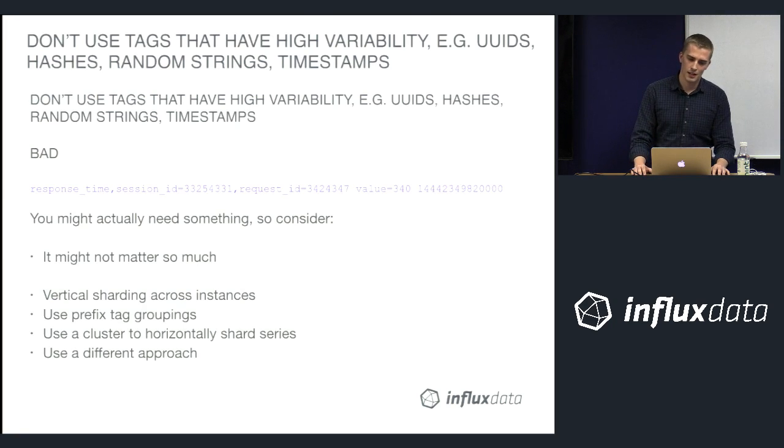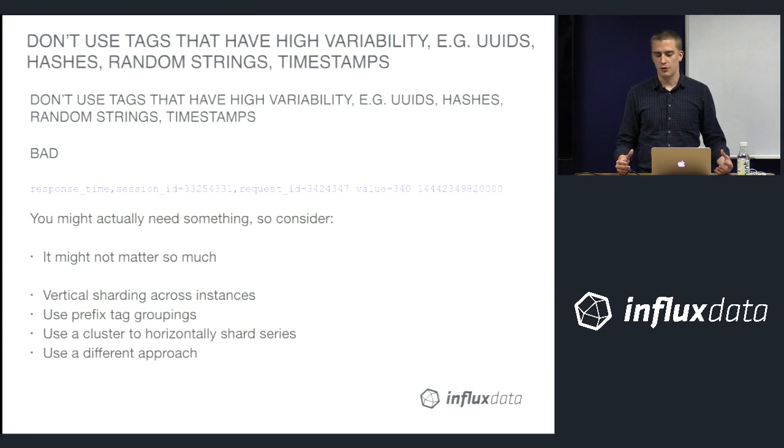So don't use tags with high variability, and this is a really important one, and something that, if you're at all familiar with InfluxDB at a large scale, you've probably run into already, and that means basically tags are stored in an in-memory index.